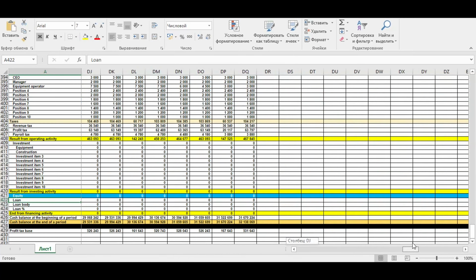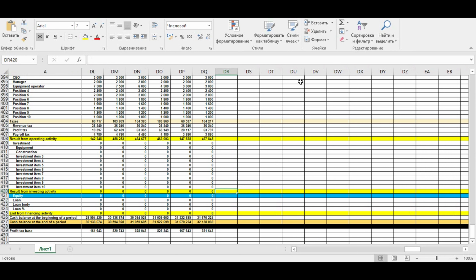We can also go to the end of the cash flow and make totals for equity and loan. Then you can sum them up and see that you need this amount of your money to start the business, this is the amount of loan you need, and in total you need this amount of money to start your business idea.